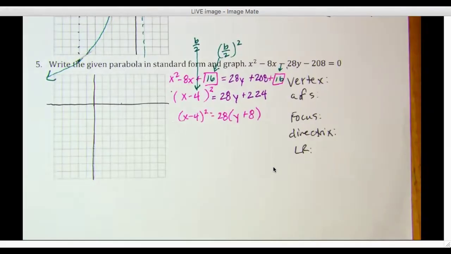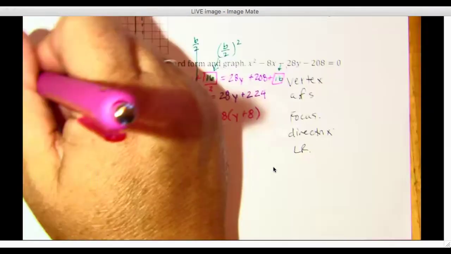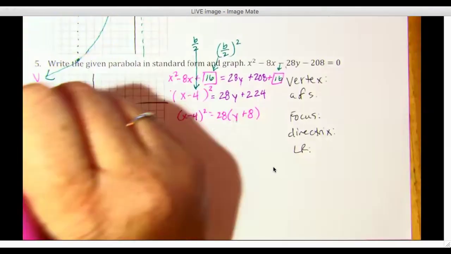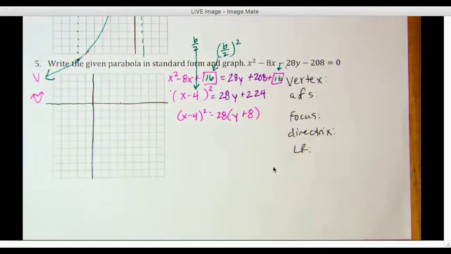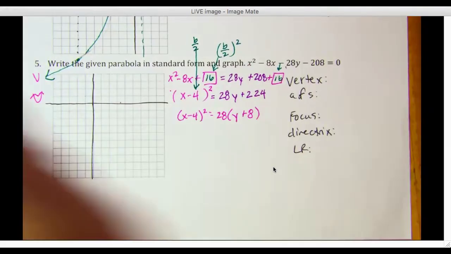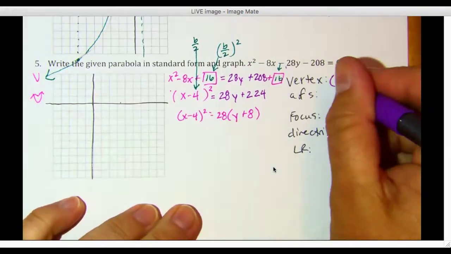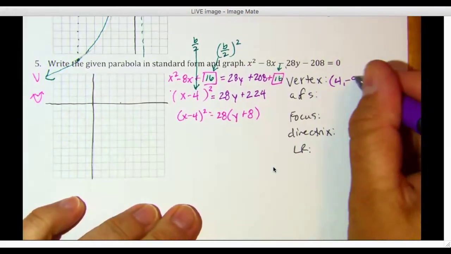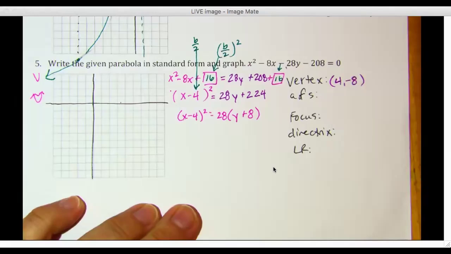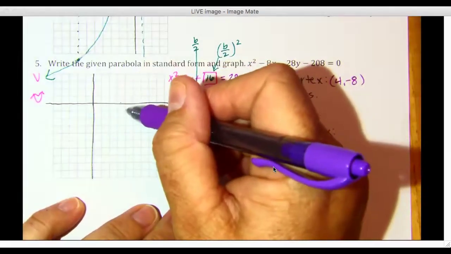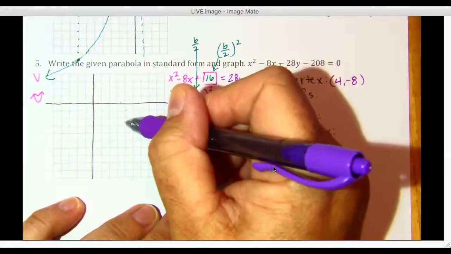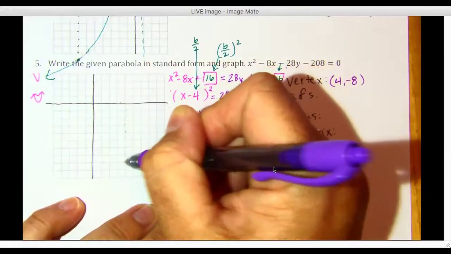And because the x is squared, I know this is going to be a vertical parabola. And because my p-value is positive, I know it's going up. So it's vertical and it's going up. So from my equation now, I can see what my vertex is going to be. h is always with x, so that's 4. And then k is with y, so 4, -8. So 4, negative 1, 2, 3, 4, 5, 6, 7, 8.